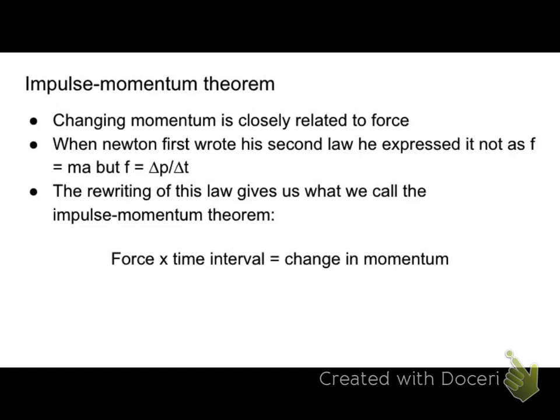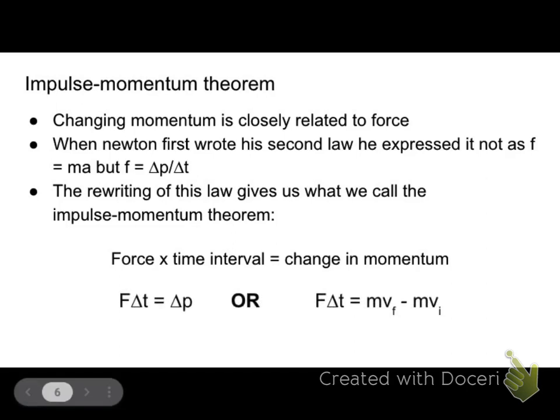Or if you want to write it out as a formula, you can pick one of these. Force times change in time is equal to change in momentum. Or to help your brain understand all the things that are involved, you can write it as force times change in time is equal to mass times velocity final minus mass times velocity initial, which would just be change in momentum written out. I don't know about you, but sometimes it helps me to see all of the quantities involved, whereas if I just wrote change in momentum, I might forget that mass and velocity were involved there.